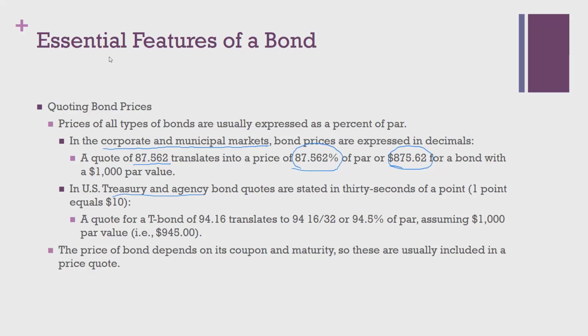In U.S. Treasury and Agency, bond quotes are stated in 32nds of a point. 1 point equals $10. A quote of a T-bond, for example, of 94.16 translates into 94 plus 16 over 32, or 94.5% of the par. If the par is $1,000, this means that the price of the bond is going to be $945.